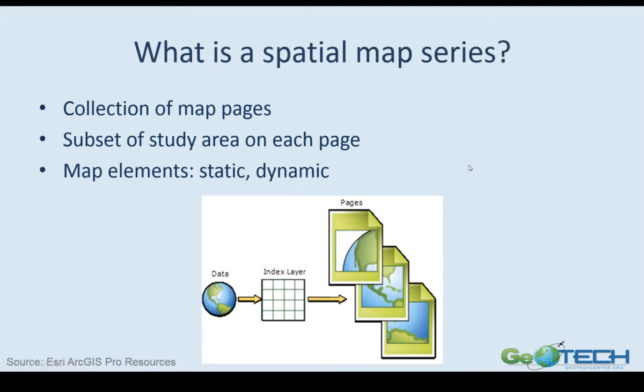So what is a spatial map series? It is essentially a map book which shows a small subset of your study area on each map page. For example, you can create a map book or map series of the world, and each map page may center on one of the continents in the world.